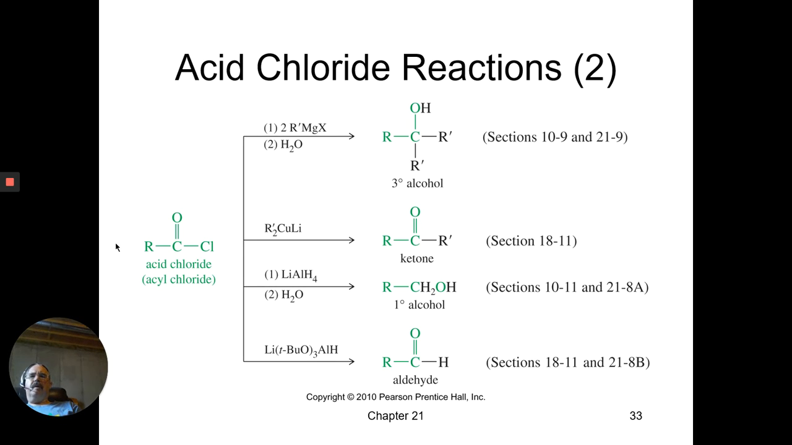Acid chlorides can also react with Grignard reagents, two equivalents, to form a tertiary alcohol. We can make ketones using a Gilman reagent. Okay, notice only one of these R primes actually reacts. We can reduce an acid chloride to a primary alcohol using lithium aluminum hydride. We can reduce it to an aldehyde using lithium tri-tert-butoxyaluminum hydride.